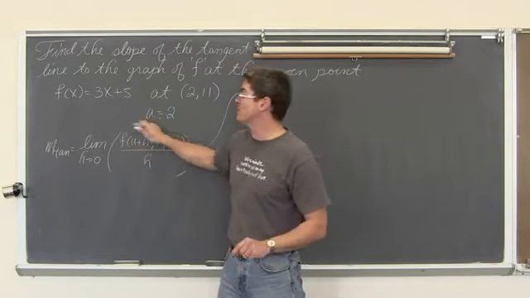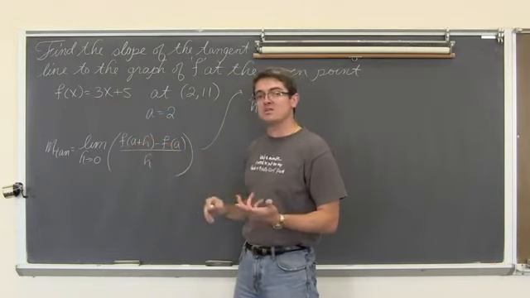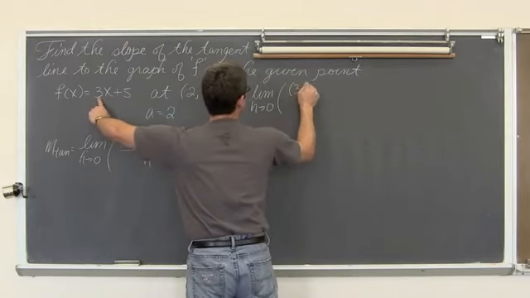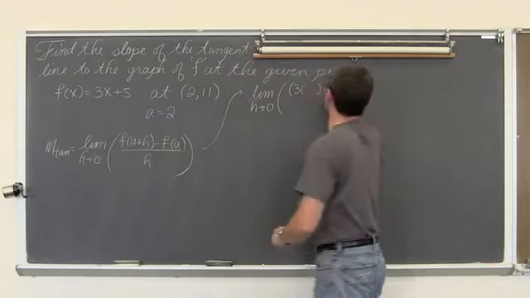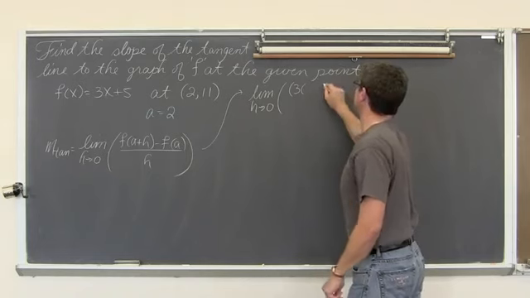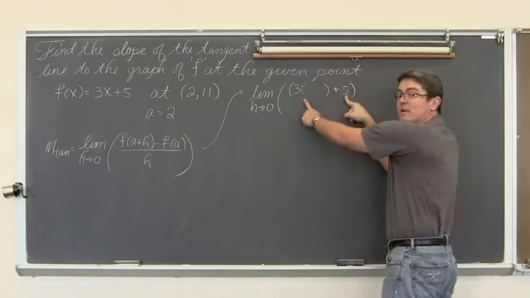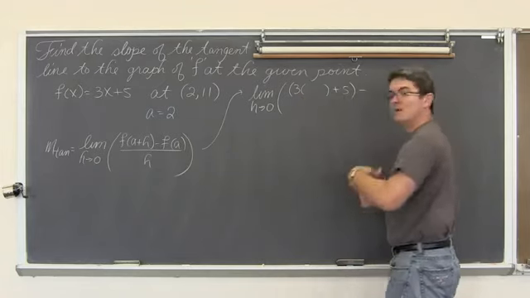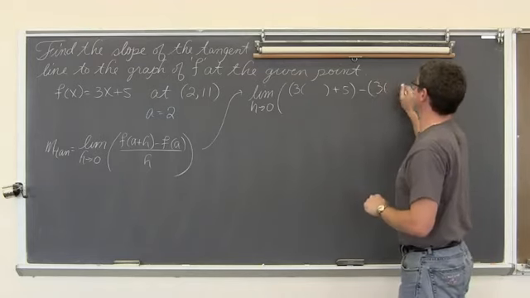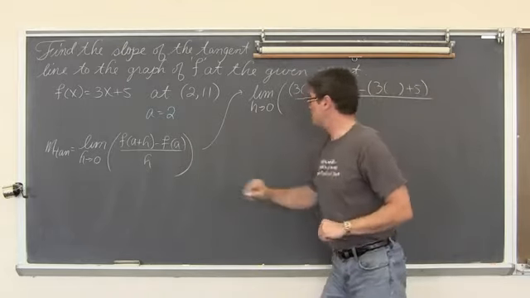Well, a is equal to 2, so I'm going to take this function and plug in 2 plus h. So function f is 3 times something plus 5. I'm going to need more room for that something. This is going to be my f of a plus h minus f of a. So again, the function f is 3 times something plus 5 over h.